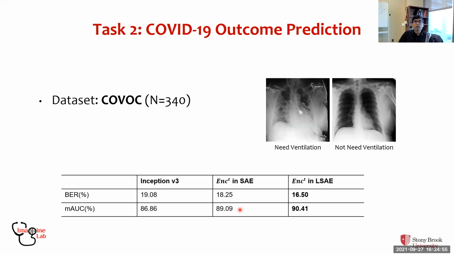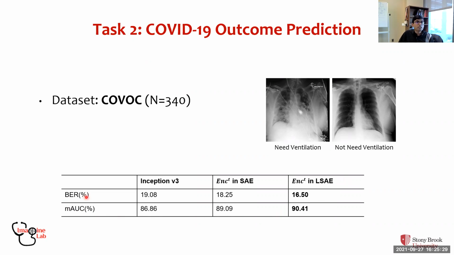So the second task is outcome prediction on a dataset which we call the COVOC dataset. This was a dataset that we collected here at Stony Brook University, and also with our collaborating institutes at University Hospitals in Cleveland and at Rutgers. Using our method, we could show that LSAE achieves superior performance, which demonstrates that better disentanglement leads to better performance in outcome prediction tasks.